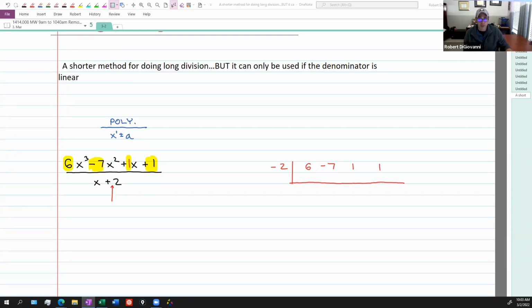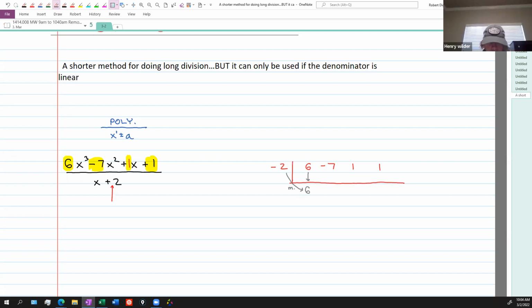All right, here's how it goes. Once you have this set up, here's what you do. First step. You drop this number straight down and you put it right here, 6. Whatever that number is, you just drop it down. Then you multiply that -2 times that. I'm gonna put an M here for multiply. You multiply -2 times 6. What's -2 times 6? -12, right? You put that answer underneath here. You put it there.